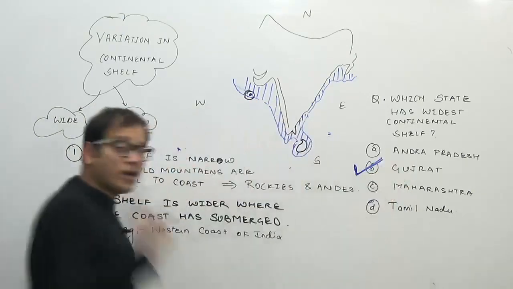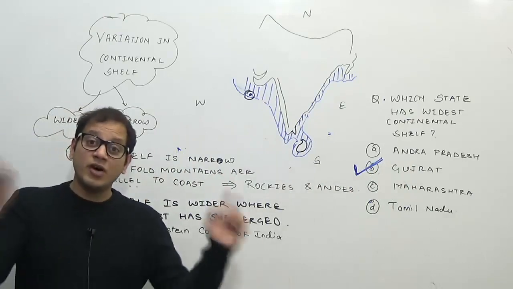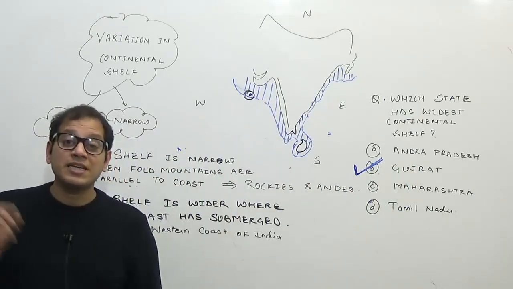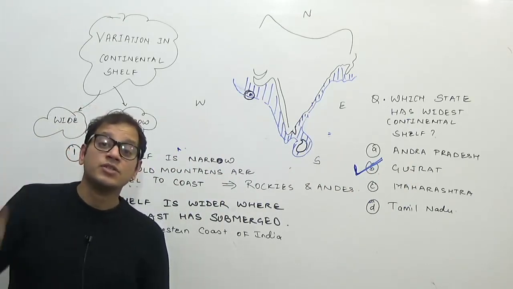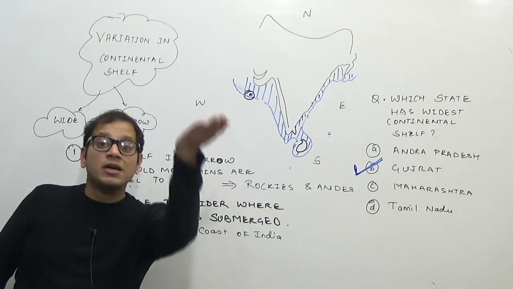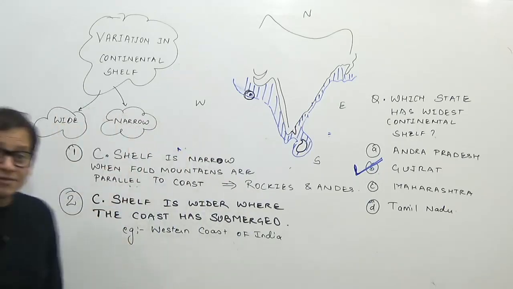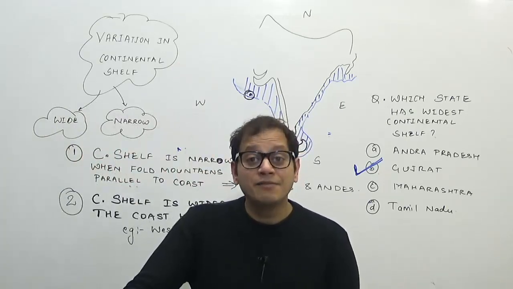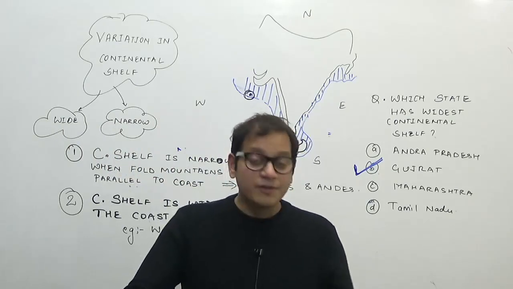Why? Because the continental shelves are wider when the coast has submerged. Krishna's Dwarka had submerged, or the entire western coast is an example of a submerged coastline, and the entire eastern coast is an example of an emerged or outcoming coastline. So therefore the western coast of India is where the continental shelf is wider. How is it reflected in the economy? That I will do at the end of this lecture.